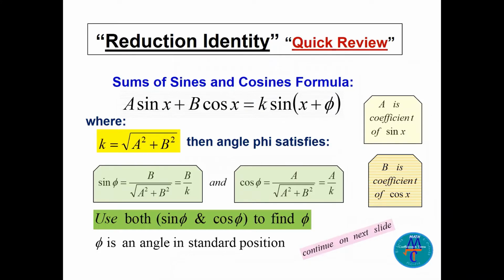Just a quick review, one slide here about the reduction identity in case you forget the formula. If we have a sine x plus b cosine x equal to k sine of x plus phi, a is the coefficient of sine x, b is the coefficient of cosine x. Then we can find k as the square root of a squared plus b squared. Then we have to use sine of phi equals b over k, cosine of phi equals a over k, to find the value of this angle phi.